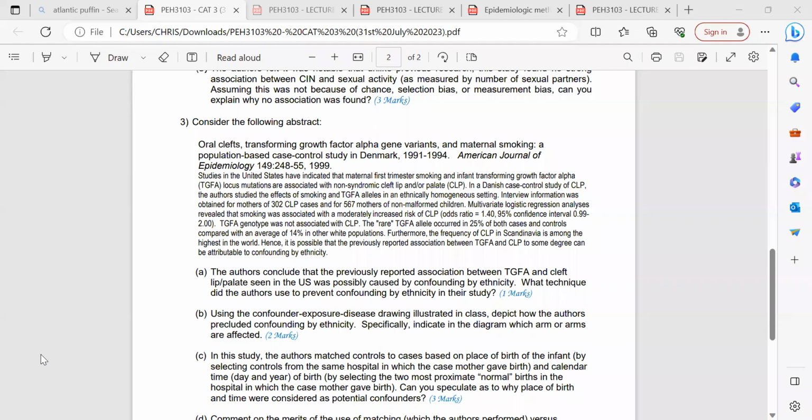So our risk factor is not even TGFA, is it? Or I think it is smoking. Yes, I was saying, our exposure was smoking. This TGFA is also a confounder. I don't know.